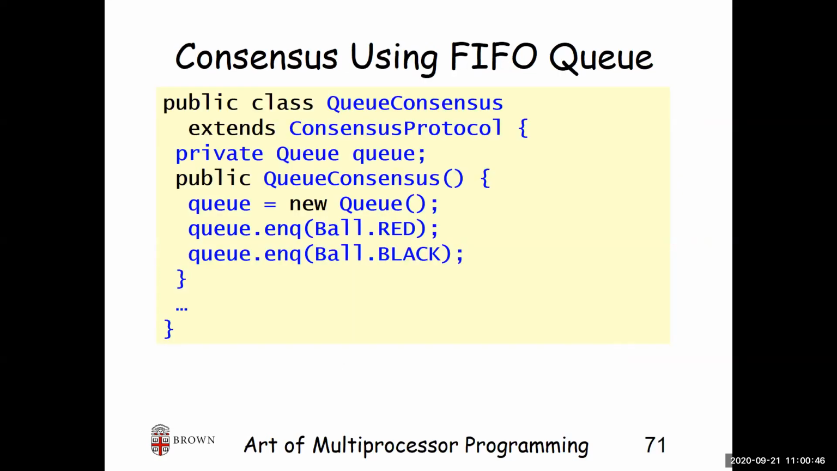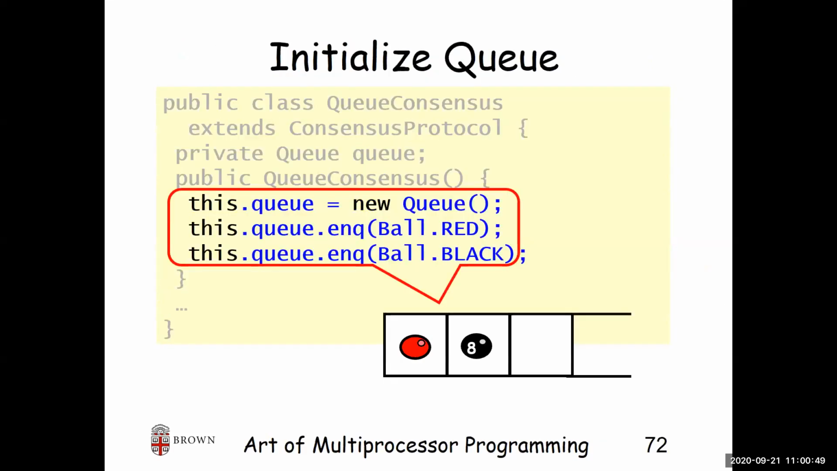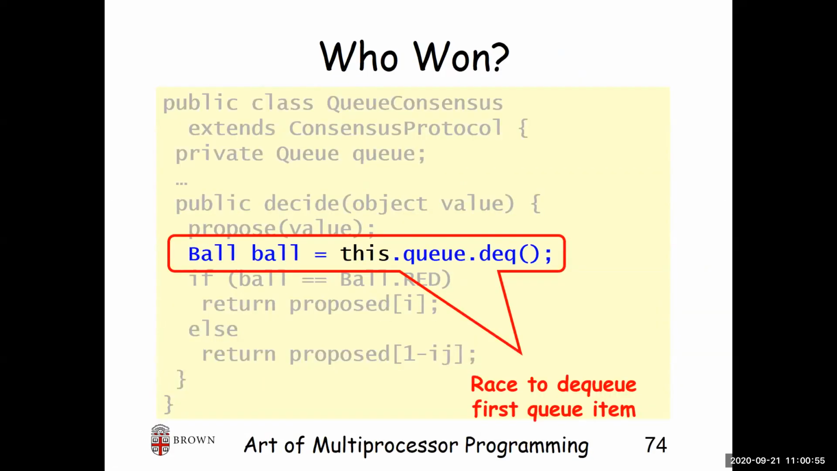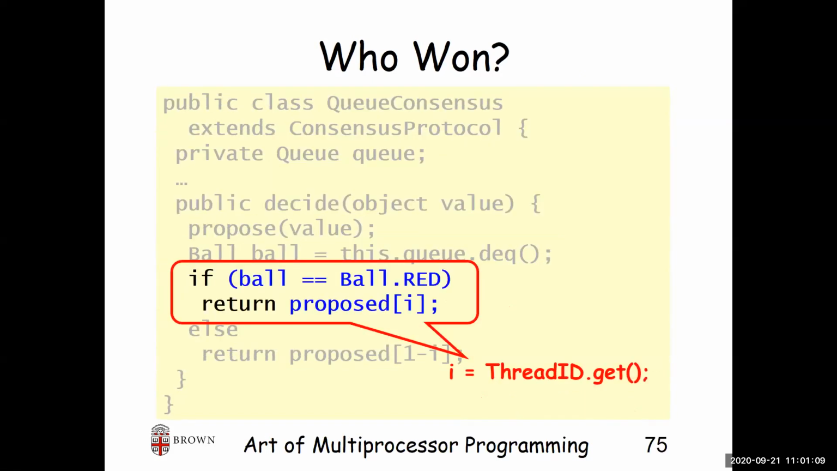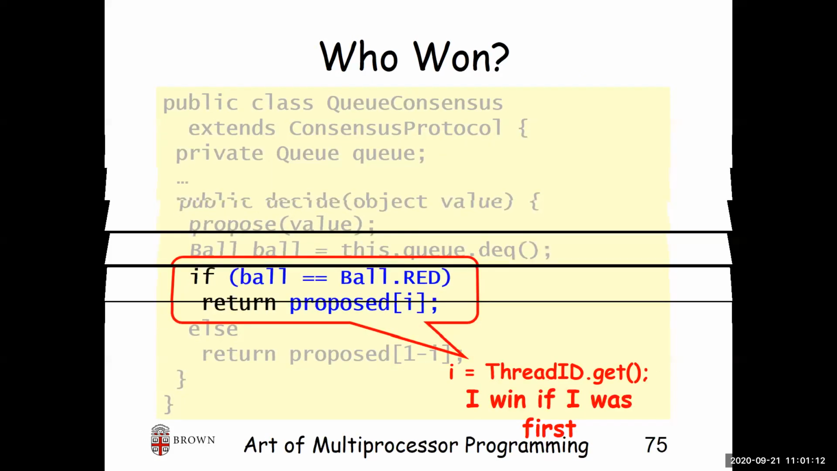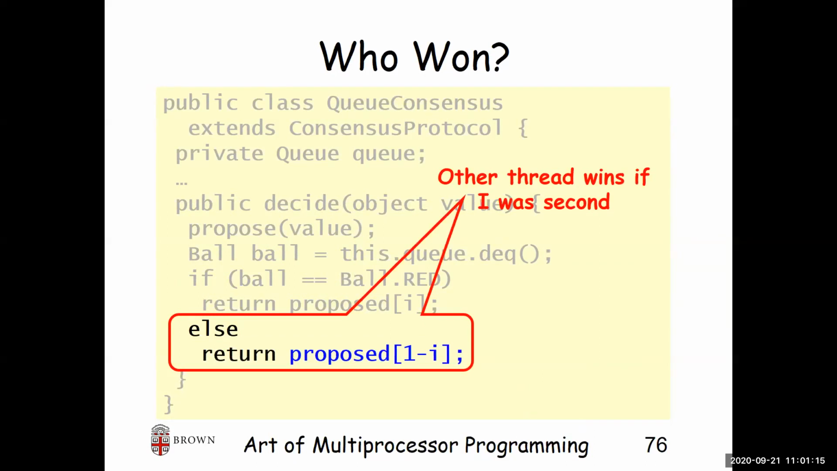And so we can implement our queue consensus protocol. In the constructor, we initialize the queue, and then we first call the propose method, which we couldn't do if it was private, and then we dequeue. Okay, and if the ball is red, then we return our value, and if it's not, we return the other value, which is 1 minus i, so either 0 or 1. And that means the other thread won. Does that make sense? Anybody have a question about that?